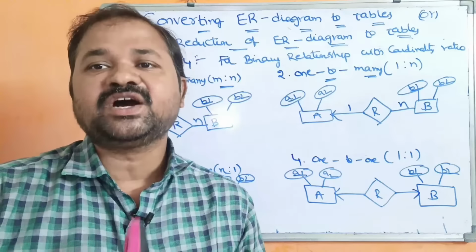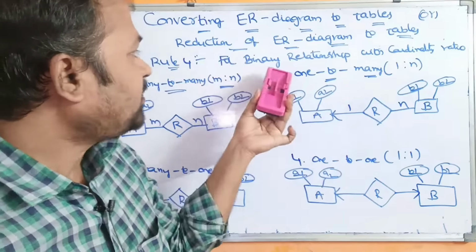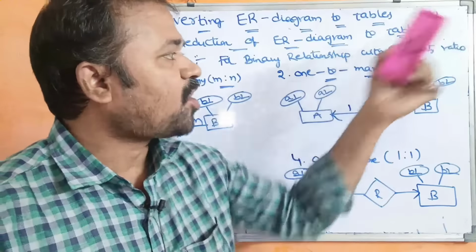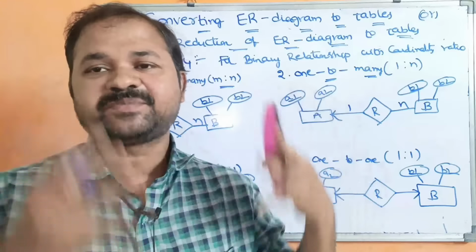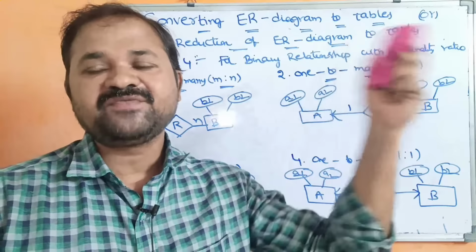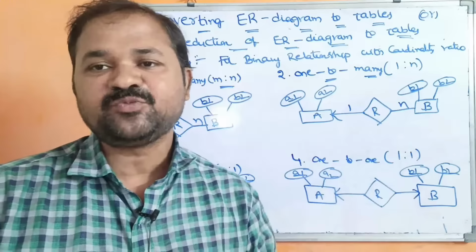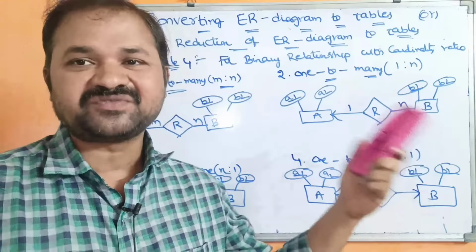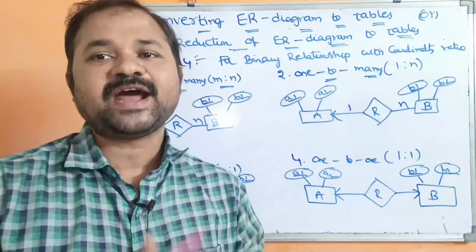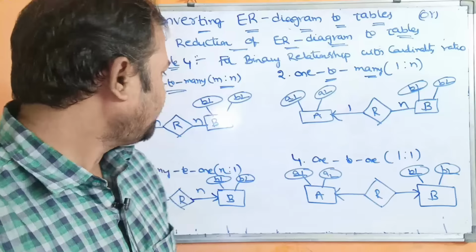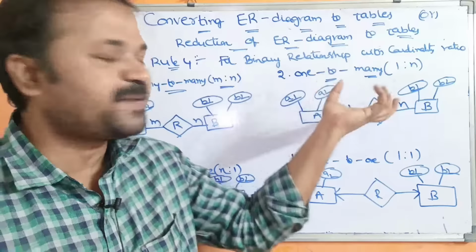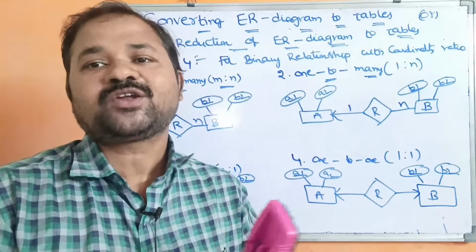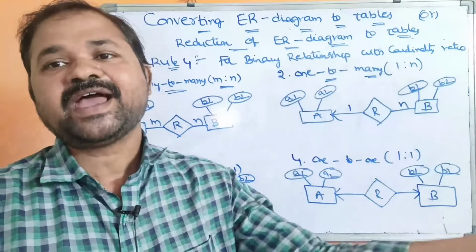Now let us see rule 4 for binary relationship with cardinality ratio. Here cardinality means we have several types of mappings: many to many, one to many, many to one, one to one. Already we have seen all those mappings in the ER diagram video. Now if the binary relationship has cardinality, then how are we going to convert that ER diagram into tables? Let us see that.